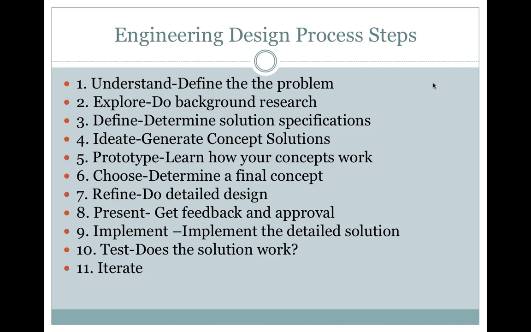Engineering design process steps. 1. Understand. Define the problem. Step 2. Explore. Do background research. Number 3. Define. Determine solution specifications. Number 4, ideate, generate concept solutions. Number 5, prototype, learn how your concepts work. Number 6, choose, determine a final concept.